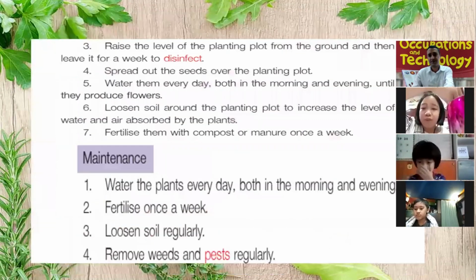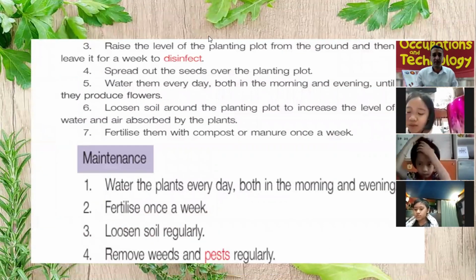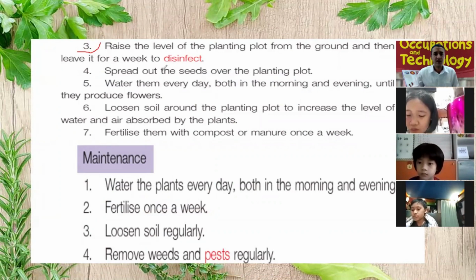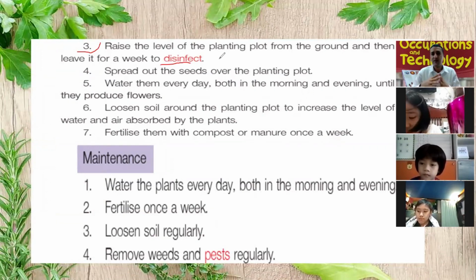Now, step number 3, we have to raise the level of the planting plot from the ground and then leave it for a week to disinfect. While we dig the soil, we remove the useless weeds and all those things from the soil.